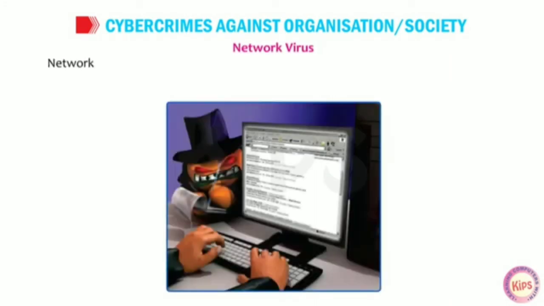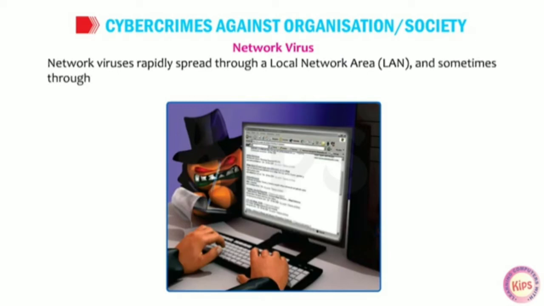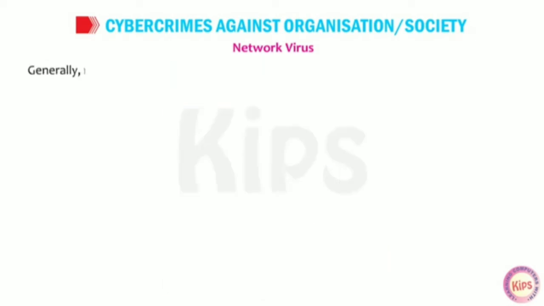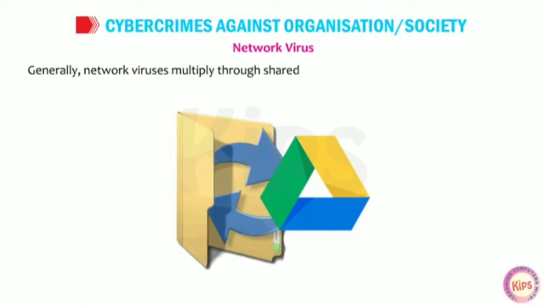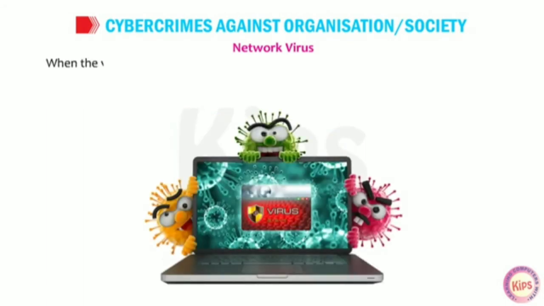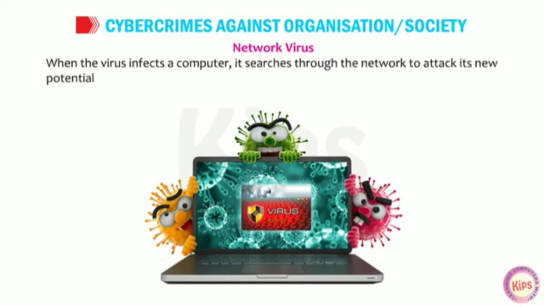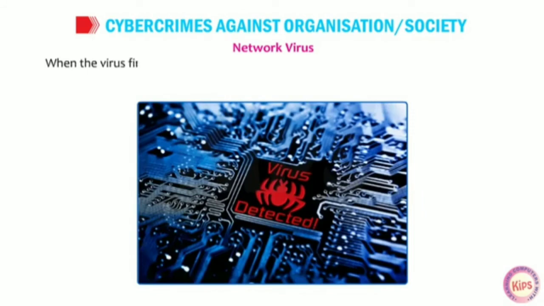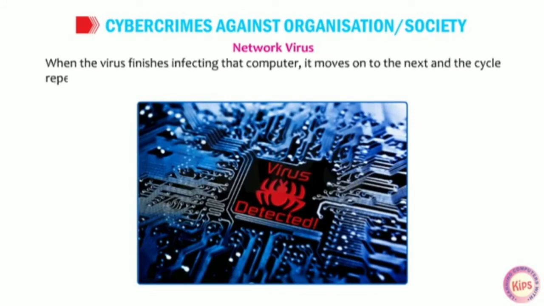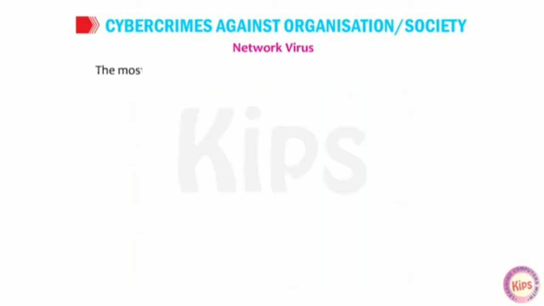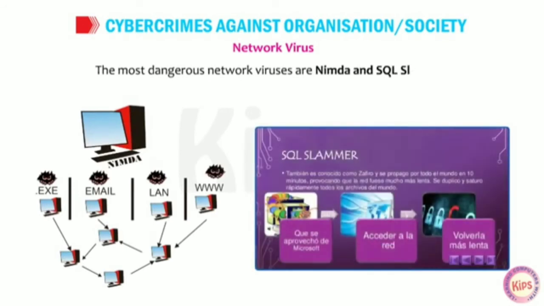Network virus. A network virus rapidly spreads through a local area network and sometimes through the internet. Generally, network viruses multiply through shared resources, shared drives and folders. When the virus infects a computer, it searches through the network to attack its new system. When a virus finishes affecting the computer, it moves on to the next, and the cycle repeats itself. The most dangerous network viruses are Nimda and SQL Slammer.